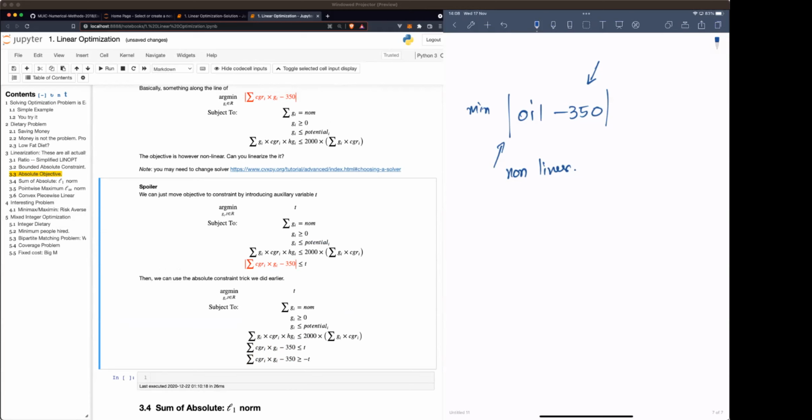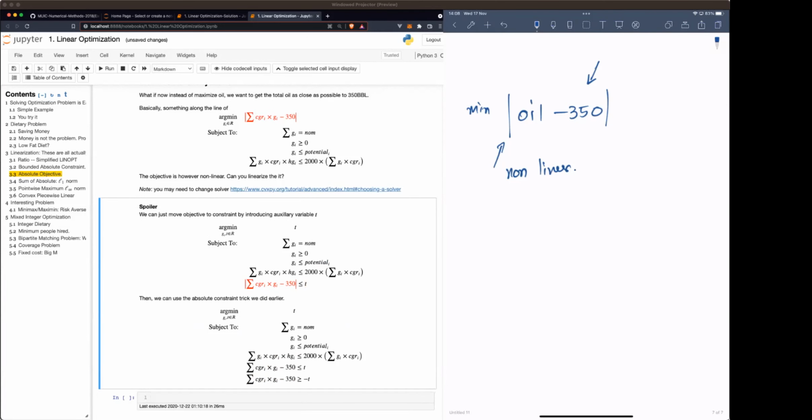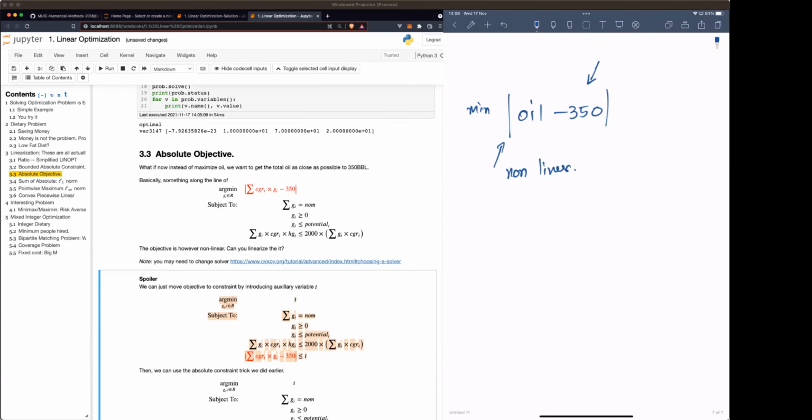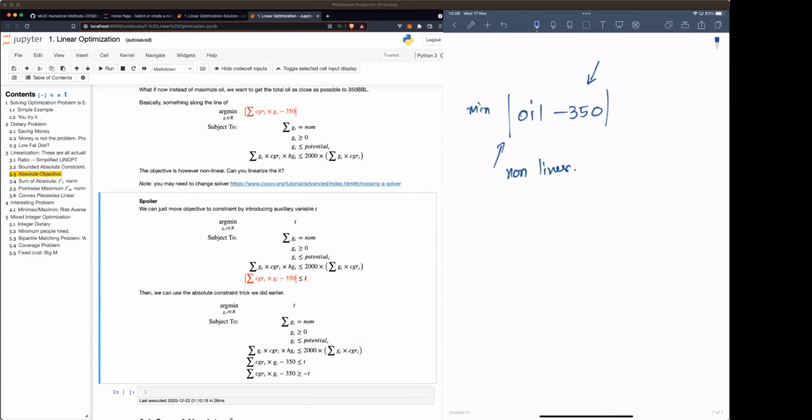I'm going to make the objective linear by introducing a new variable. And I say that this has to be less than or equal to t. Can everyone see that this and that are exactly the same problem? The term for this is called epigraph, but you don't really need to care about it.